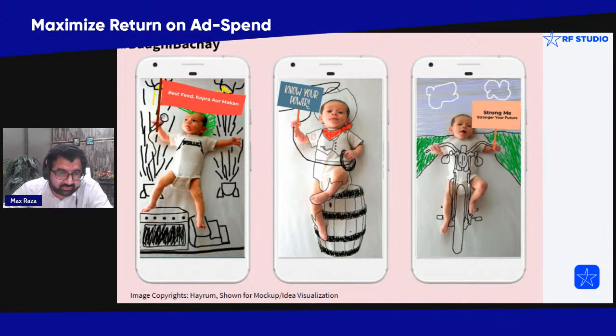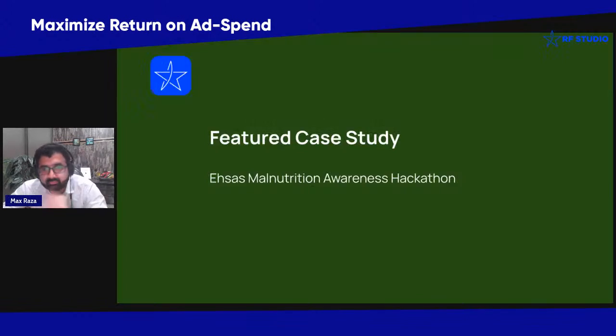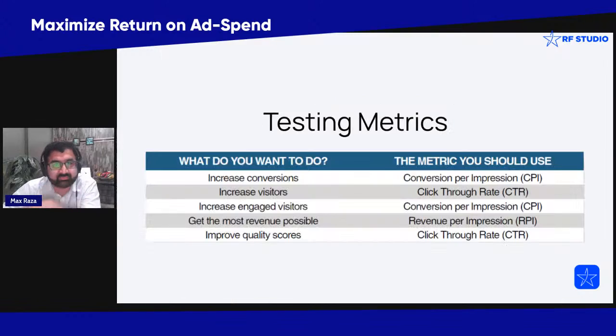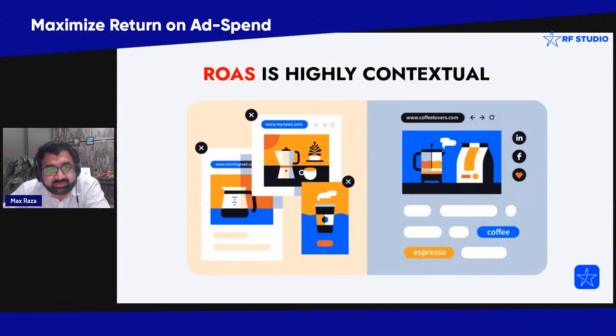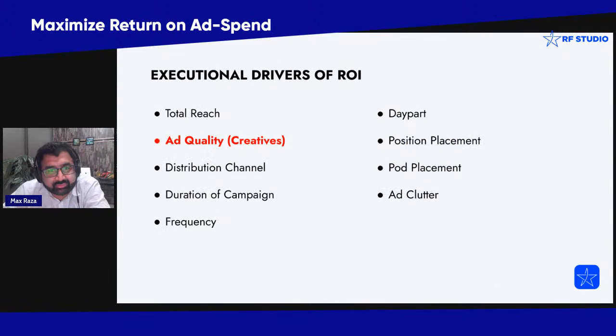So if you're thinking about optimizing your return on ad spend, I would highly recommend you to have all these executional drivers in front of you. What was your total reach? Total reach would also tell you about the budget constraints. So if there is budget constraint, a lot of people are not seeing your ad, it would definitely mean that you couldn't reach the relevant audiences.